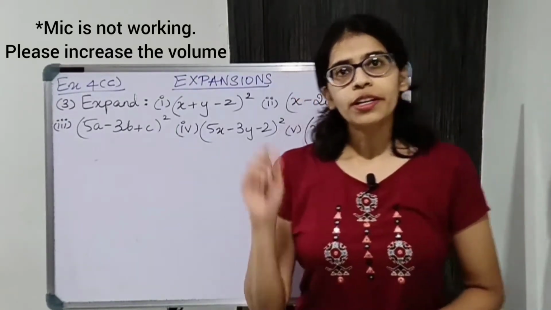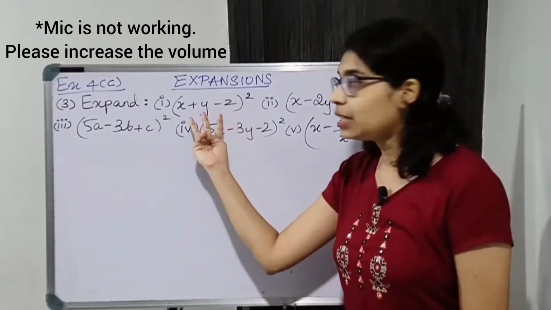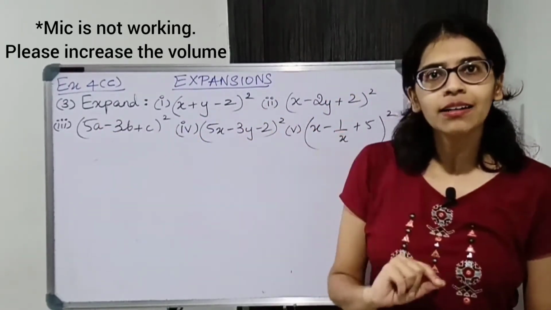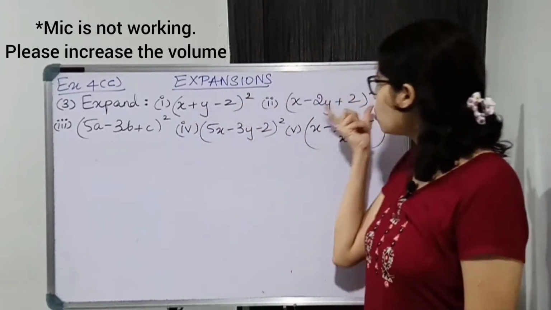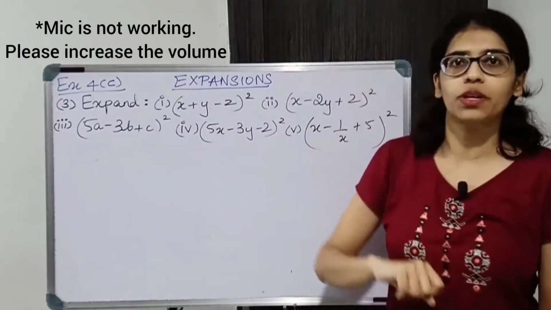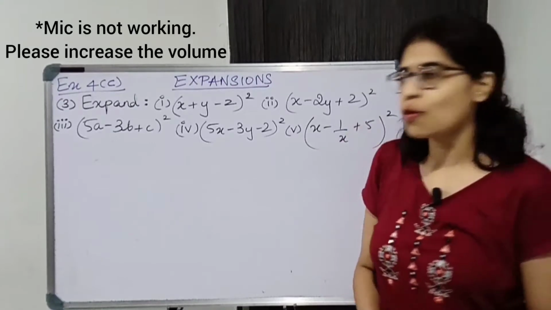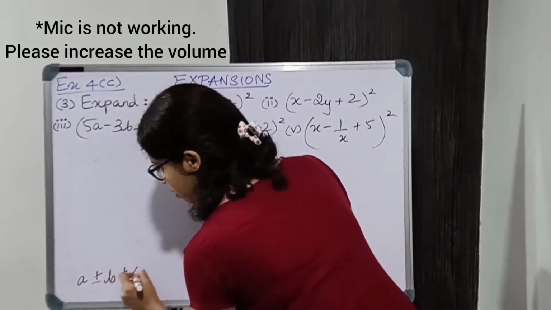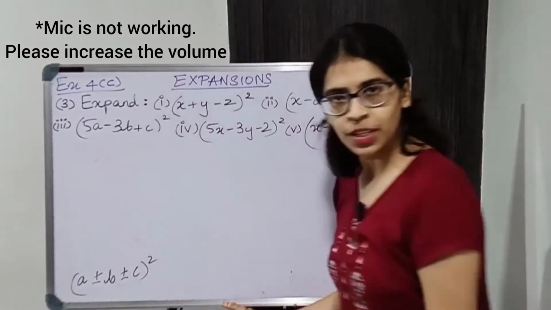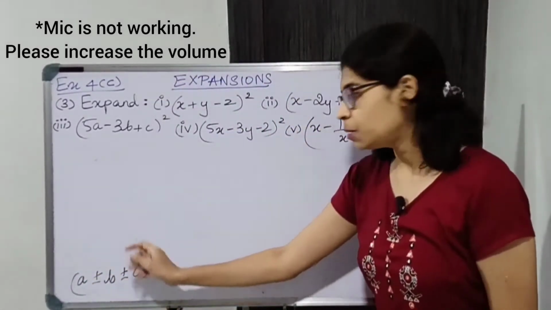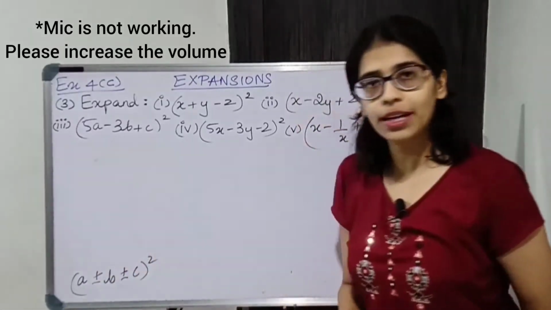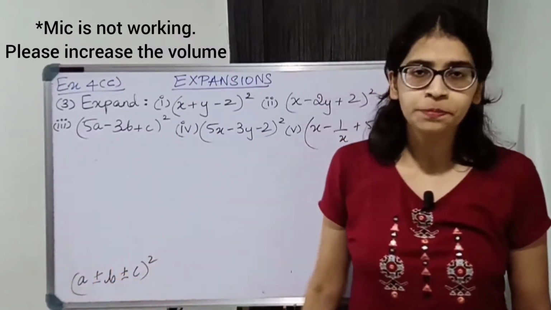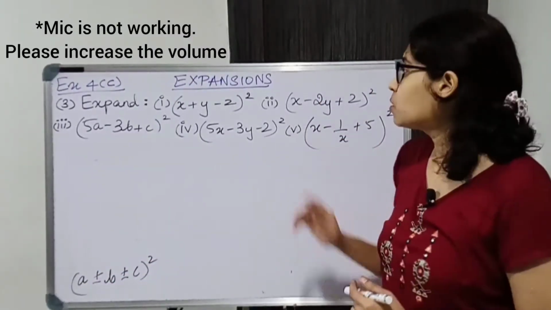Now students, over here notice there are three terms, and the whole square. So this is of the form a plus or minus b plus or minus c the whole square. There are three terms in between plus or minus signs and the whole square here. So we use the identities based on this. Okay, so now let us start with sub question 1.